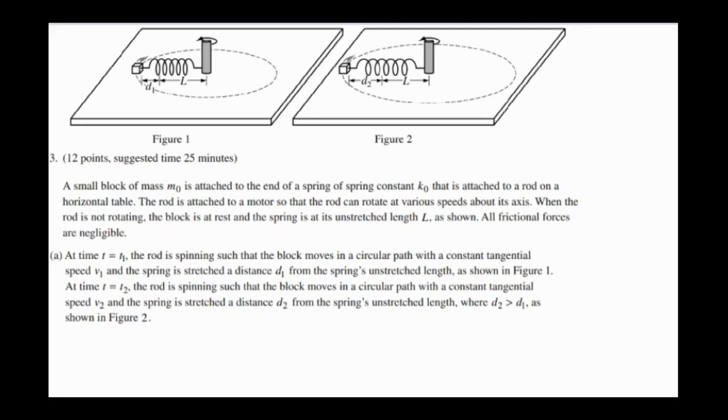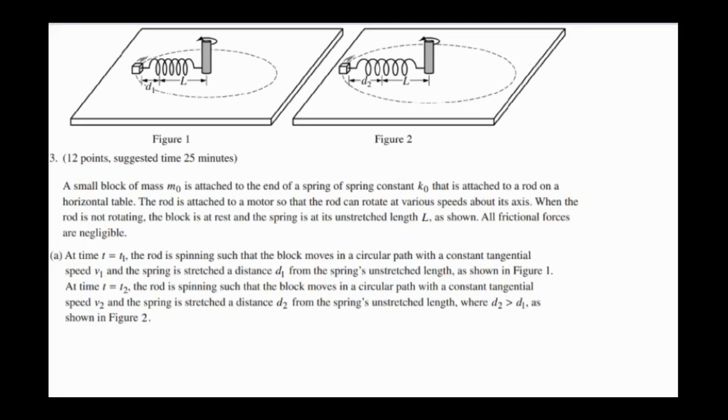At time t equals t2, the rod is spinning such that the block moves in a circular path with a constant tangential speed v2, and the spring is stretched a distance d2, where d2 is greater than d1 as shown in figure 2. So basically what I'm seeing here is that figure 2 has a little bit more stretch. So in my mind, it's got a little bit more velocity and force and stretch, a little bit of all the above. So that's just kind of in the front of my mind.